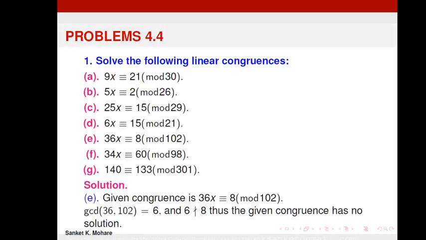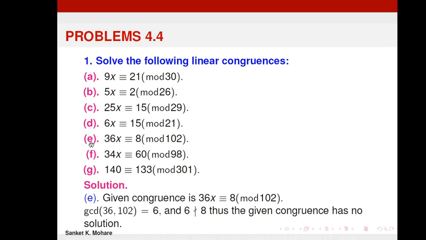So let's have problem set 4.4. Question first. Solve the following linear congruences. First, 9x is congruent to 21 modulo 30. Second, 5x is congruent to 2 modulo 26. 25x is congruent to 15 modulo 29. 6x is congruent to 15 modulo 21. 36x is congruent to 8 modulo 102. 34x is congruent to 60 modulo 98. And 140x is congruent to 133 modulo 301. So let's have solution.